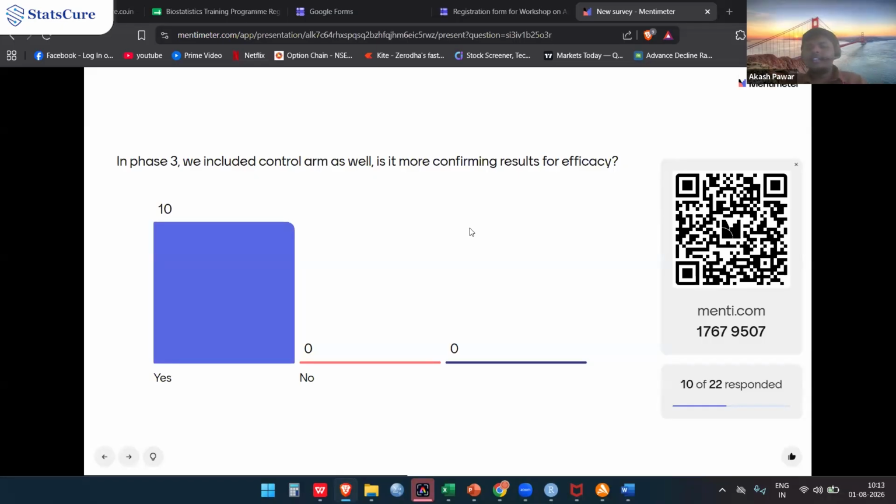Everyone has said yes. I guess 50% have said yes. As we have answered in our second question itself, more confirming results are required than a phase 2 single-arm study to establish the experimental treatment as more efficacious. So yes, we would require some more evidence that can come from a phase 3 with an RCT type of study design. Anything to say from your side? No, perfect. Yeah. Let's go to the next question then.